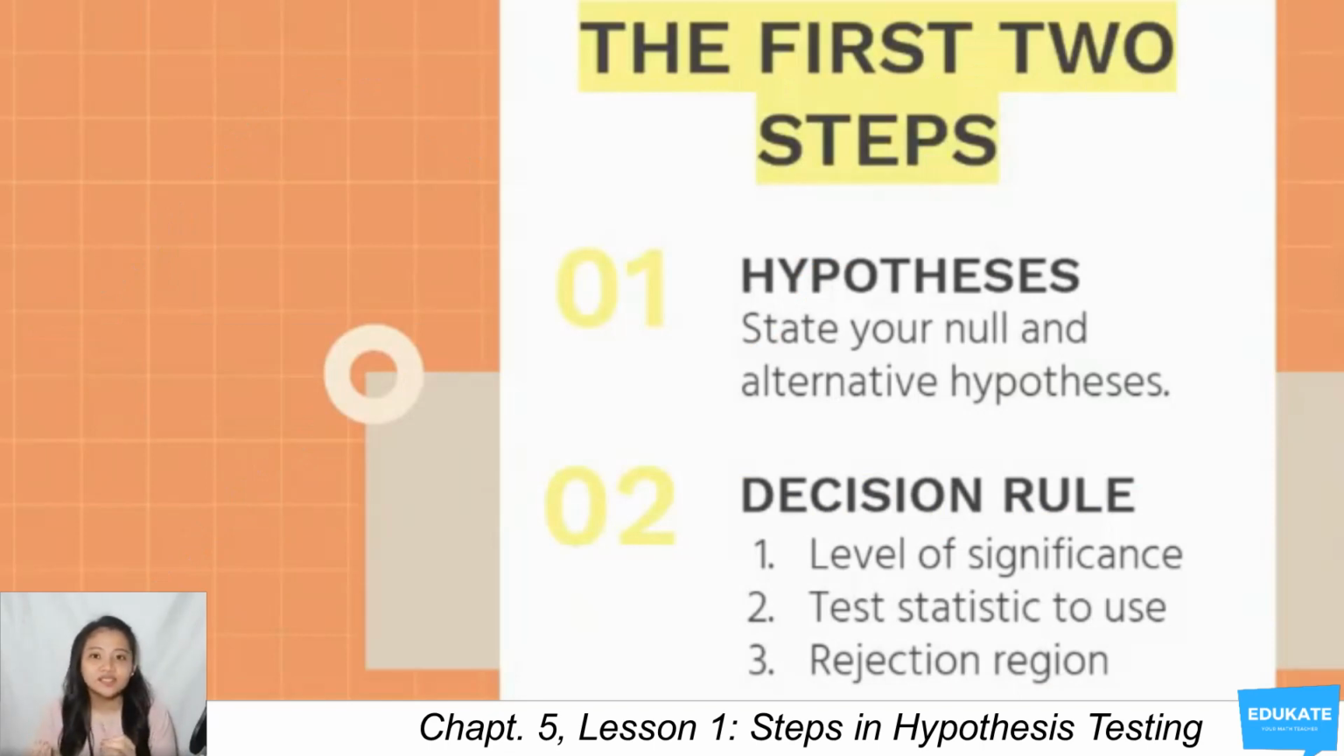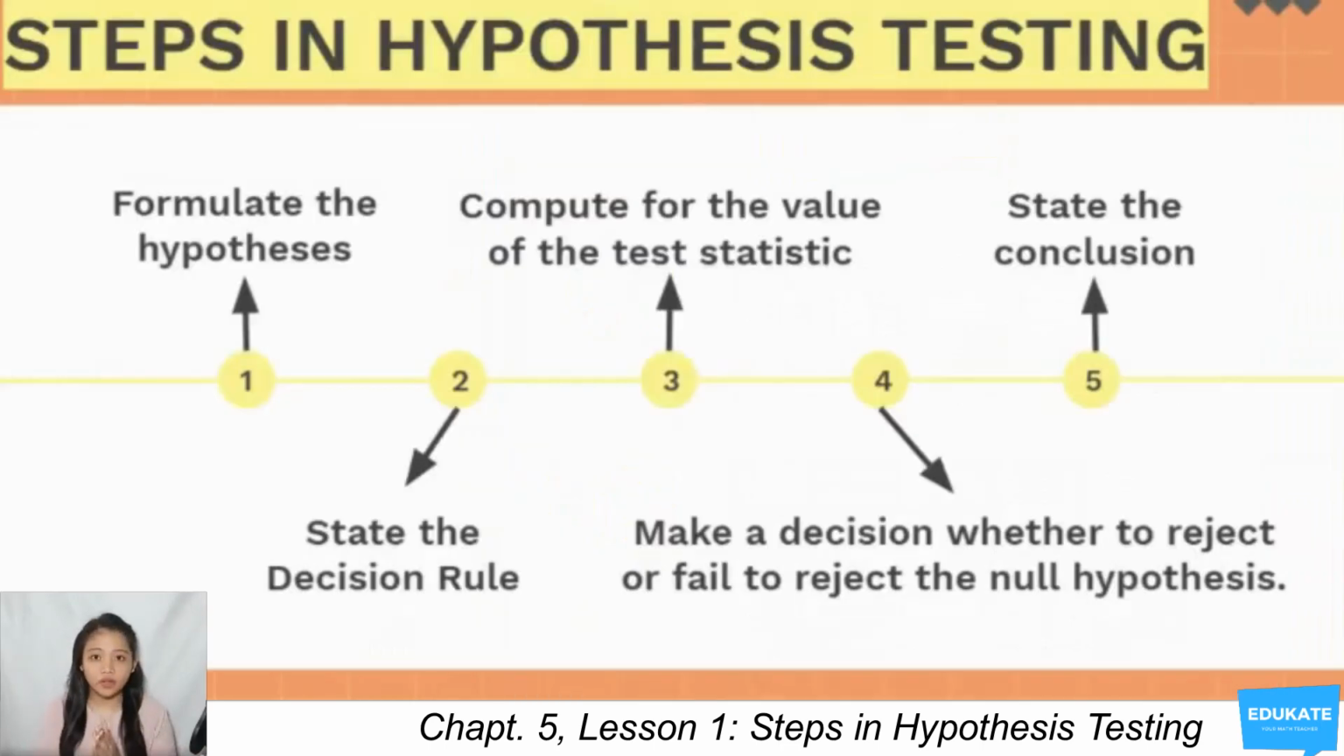The first one is your hypothesis. So you state your null and alternative hypothesis. Kanina, that's the accused is guilty and then the accused is not guilty. Now, for the second one, the decision rule. The three parts of the decision rule: the level of significance, the test statistic to use, and then your rejection region.